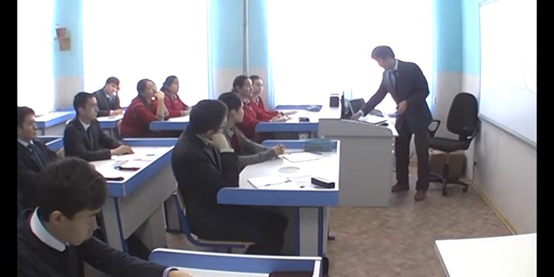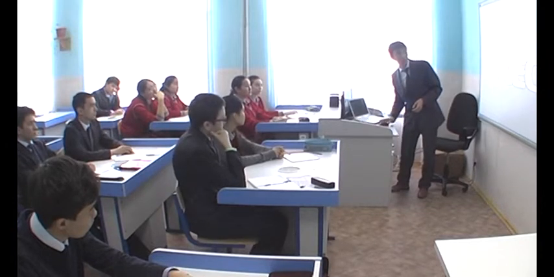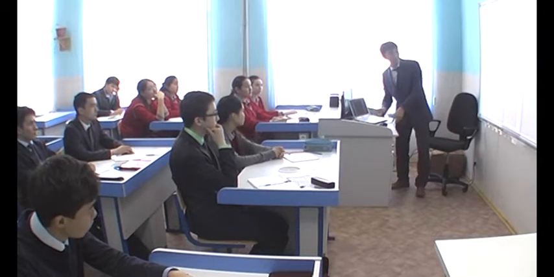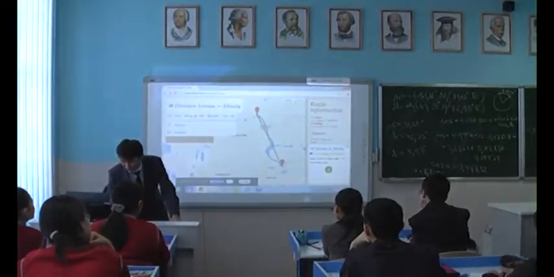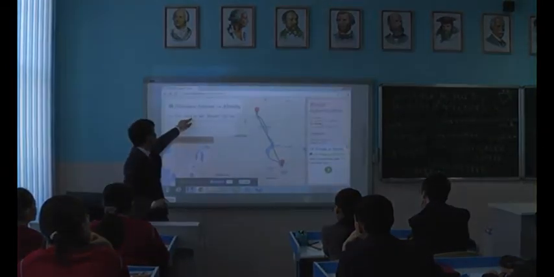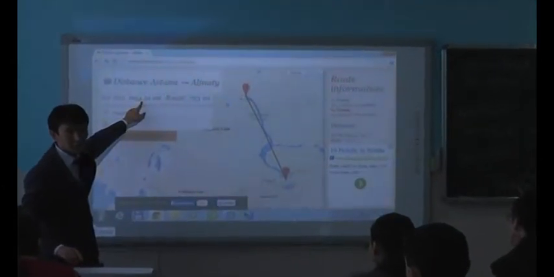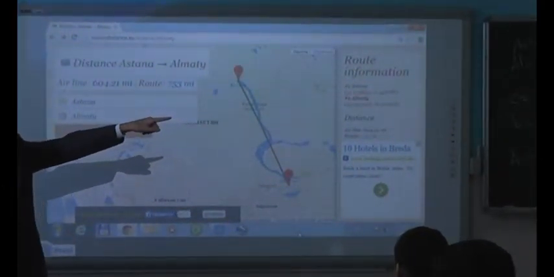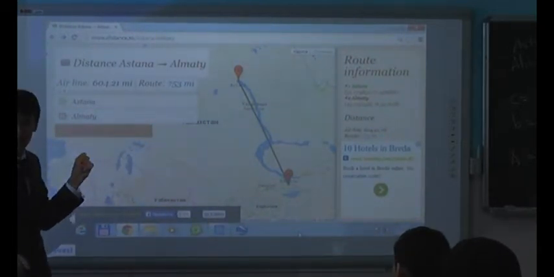Yeah, geodetic. That means Earth-like shape. For that reason, we found the approximate distance. Yeah, this is 604 miles. Each mile is 1.6 kilometers. If it's multiplied, it's approximately 975 kilometers between Almaty and Astana, our capital city.